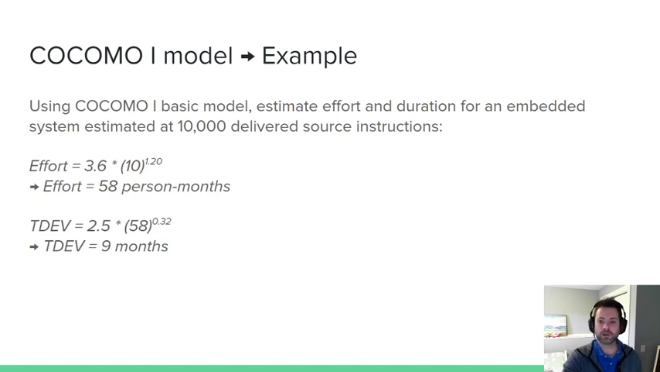So how does this work with the model? Well, we know it is a basic embedded system, so the values that we plug in for C and K respectively are 3.6 and 1.20, right? So we just figure out what we need based on our lookup table. And here's our kilolines of code, right? So we have 10,000 source instructions, that's 10 kilolines of code. The estimated effort for a basic model is 58 person months. Plug that into our secondary formula. This is going to be 9 months of effort overall. Make sense so far? So basically we have two equations where the output of this one goes into here.